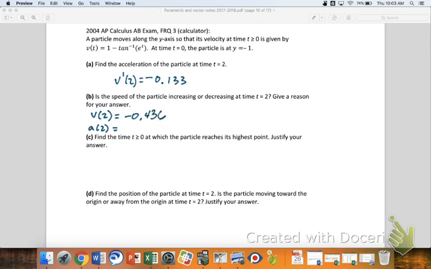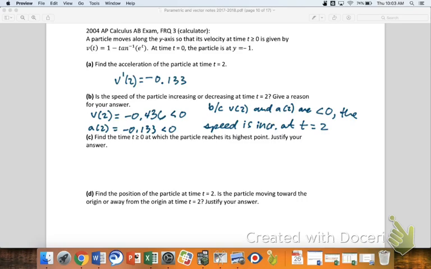Okay. Anybody figure out a of 2? Oh, yeah, we already had that. So negative 0.133. All right, so you want to be as specific as you can. You want to show that you're actually addressing this question numerically. So you list those numbers, and as Josh mentioned, they're obviously both negative numbers. And so we could say because v of 2 and a of 2 are both negative, the speed is doing what? Increasing at t equals 2.